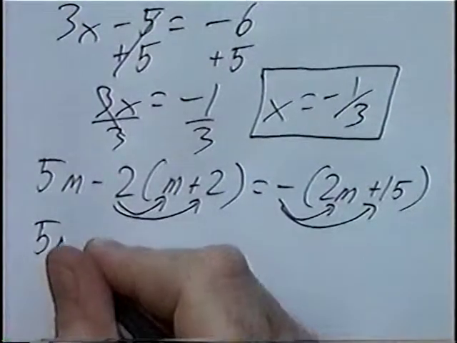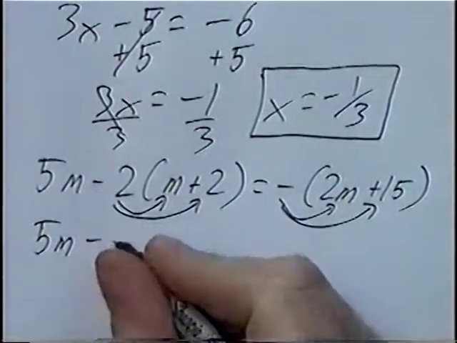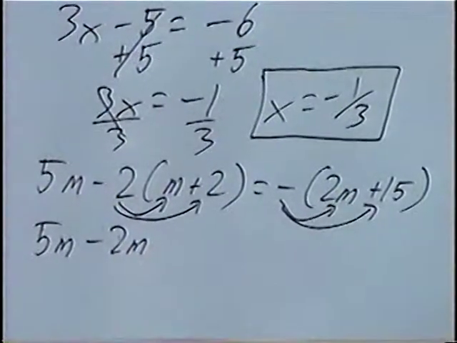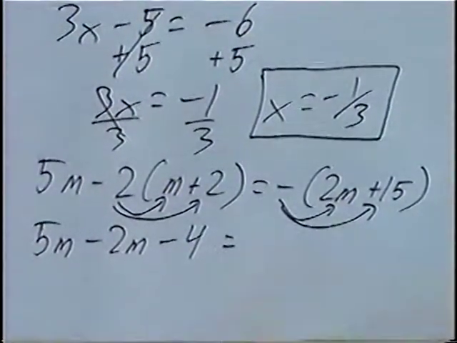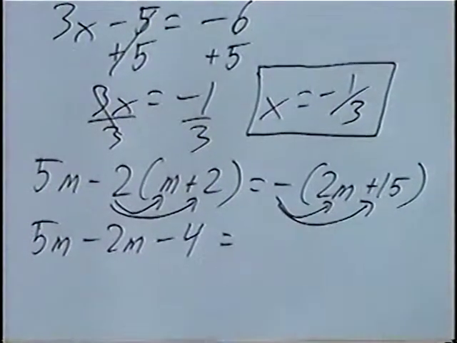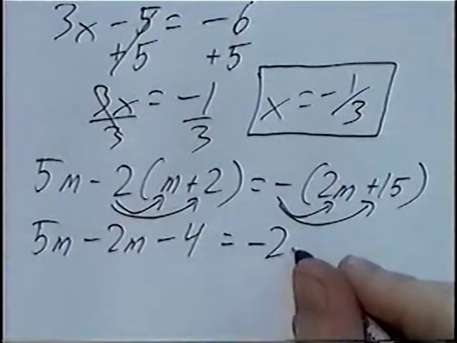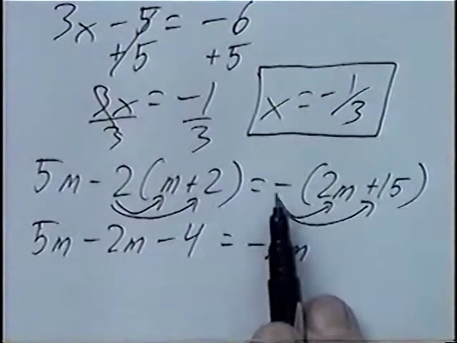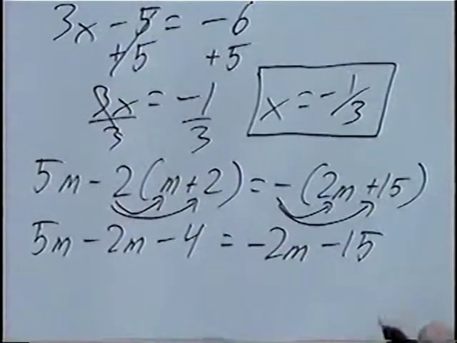5m would stay the same. Negative 2 times m would be negative 2m. And negative 2 times 2 would be negative 4. On the right hand side, negative 2m would be negative 2m, and negative plus 15 would be minus 15.